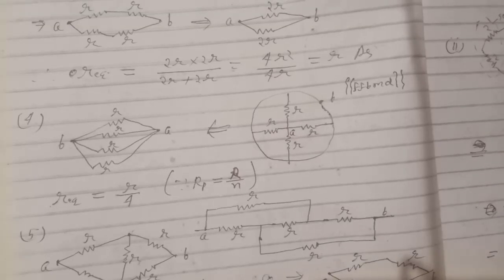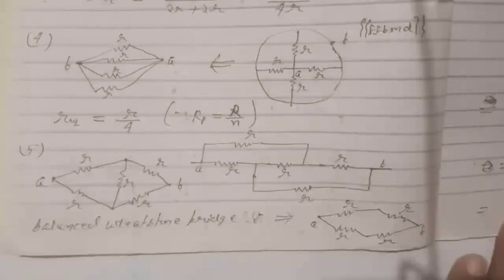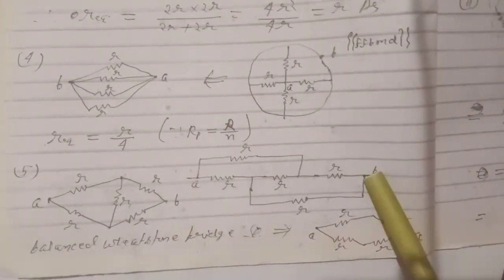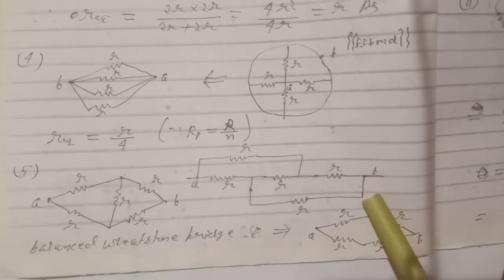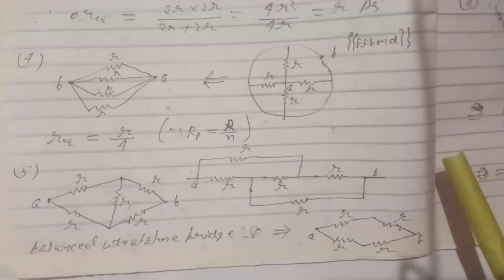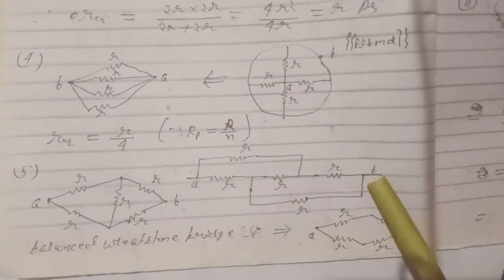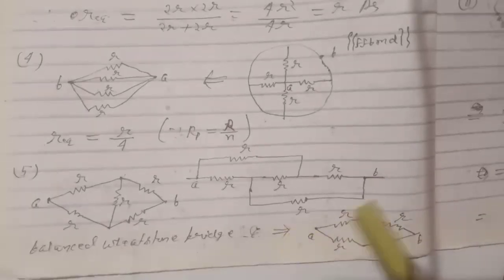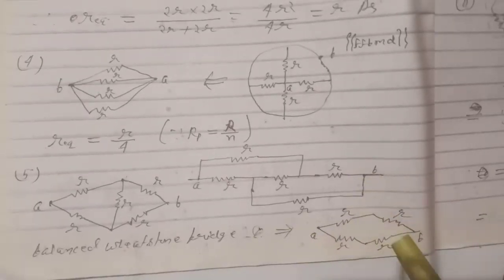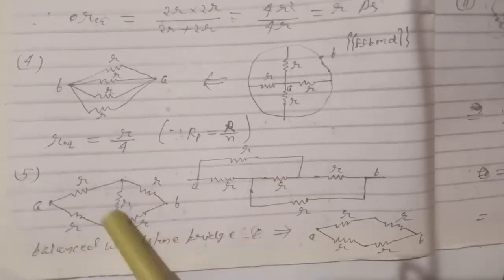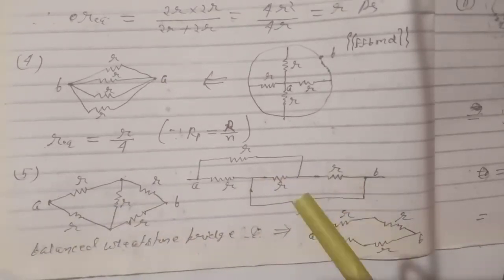Now again in this question number 5, here we see that this is the point A, this is the point B, and if we see, again we see that if we stretch this point in this direction and this point in this direction, this will be in the middle like this. This will be shown like this, because these two are connected.